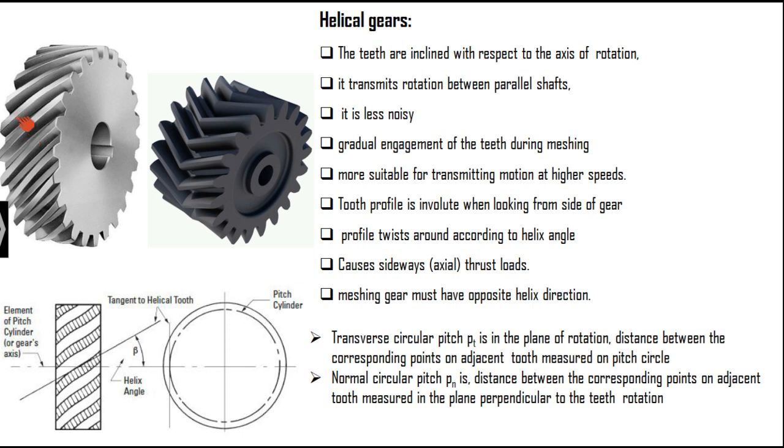Now, since the teeth are inclined, we have to consider the axial force also, or in other words, since the teeth are inclined, axial force also generates in the system. But in the spur gear, we noticed that there are only two kinds of forces. One was the radial force and the second one is the tangential force. But here, that is not the case. We have to consider the axial thrust also.